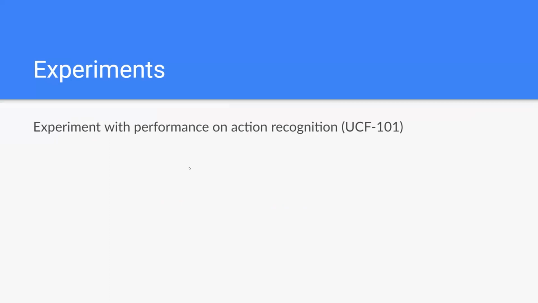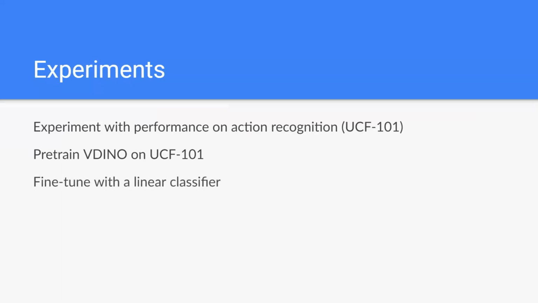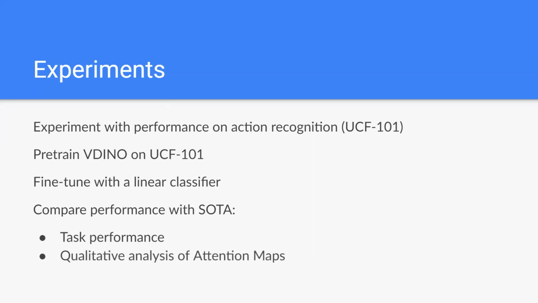For our experiments, we experimented with performance on action recognition using UCF101, and we pre-trained our vDINO method on UCF101 and fine-tuned with a linear classifier for 100 epochs. We then compared our performance with other state-of-the-art self-supervised video classification methods for task performance, specifically action recognition, as well as a qualitative analysis of our attention maps from the spatial attention method.